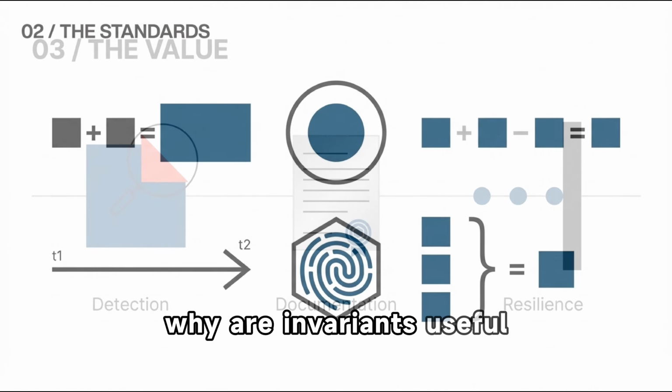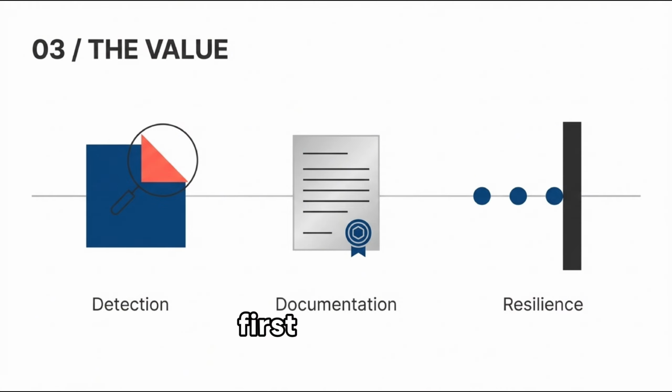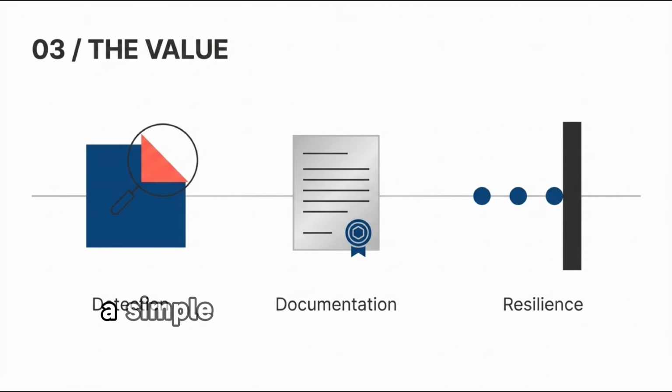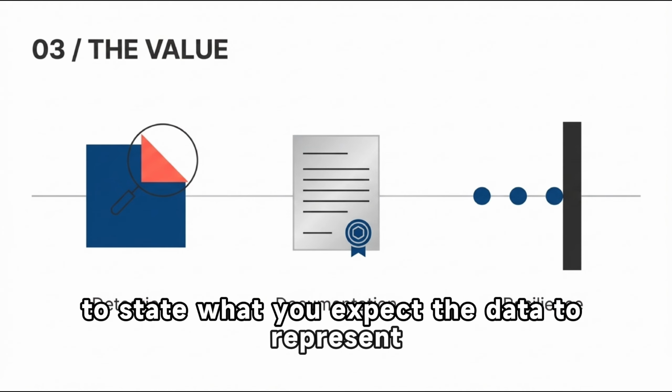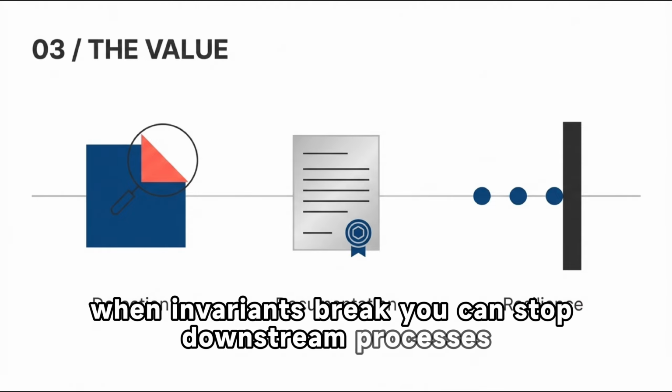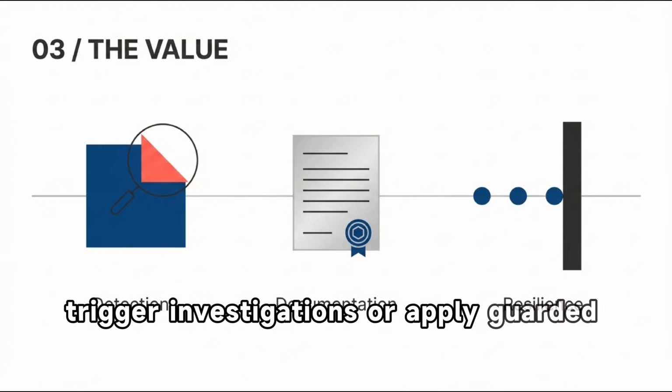Why are invariants useful? Three reasons stand out. First, detection. Invariants turn invisible semantic errors into visible signals. A simple equality check can flag a missing join, a unit mismatch, or a pipeline bug long before it reaches reports or models. Second, documentation. Writing an invariant is a compact way to state what you expect the data to represent. "Invoices must sum to their line items" is both a test and a human-readable contract. Third, resilience. Systems that monitor invariants detect change early. When invariants break, you can stop downstream processes, trigger investigations, or apply guarded fallbacks.